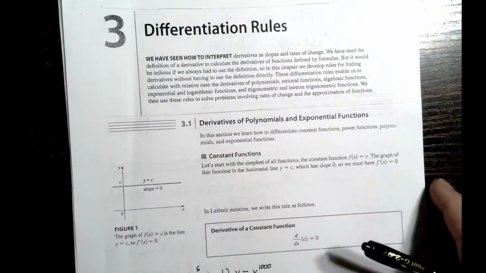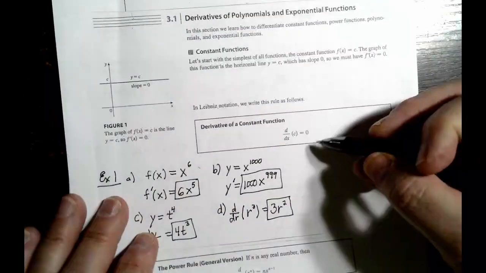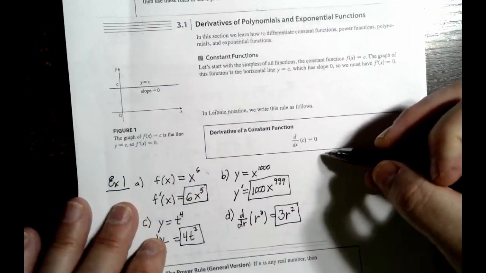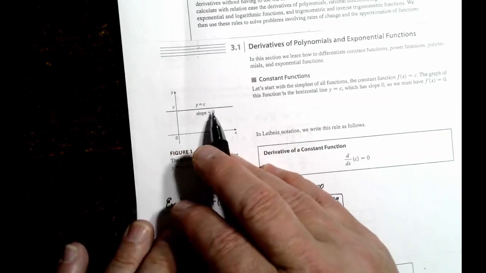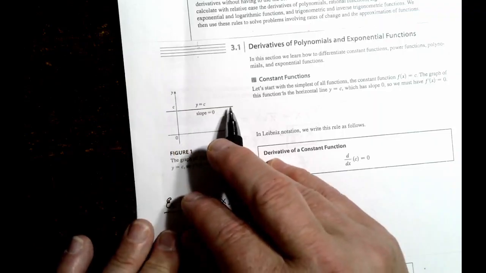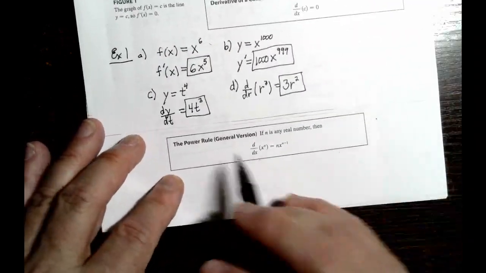Alright, so in this section we have a bunch of different derivative rules that we're finally able to learn. The first one is the derivative of a constant. If you have y equals a number, you would expect it to have a slope of 0 because it's a horizontal line, which has slope 0, so its derivative should equal 0. Then they talk about the power rule.